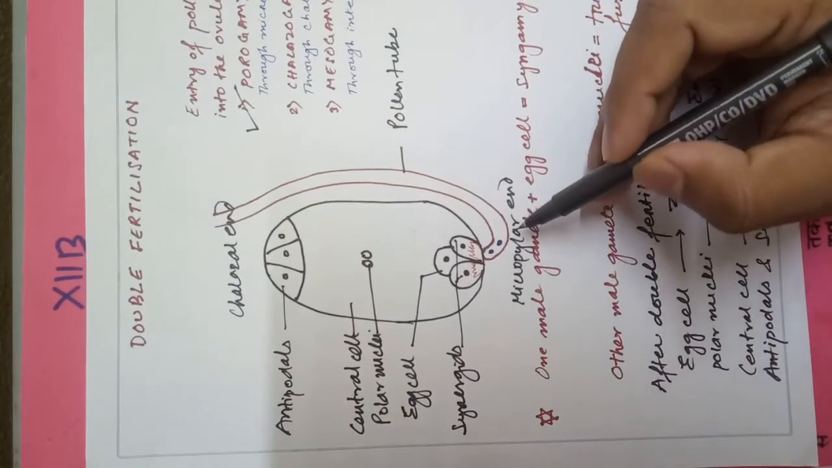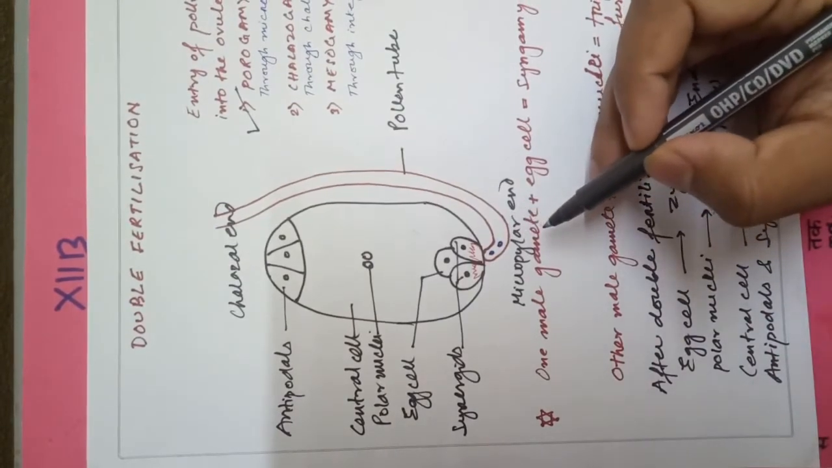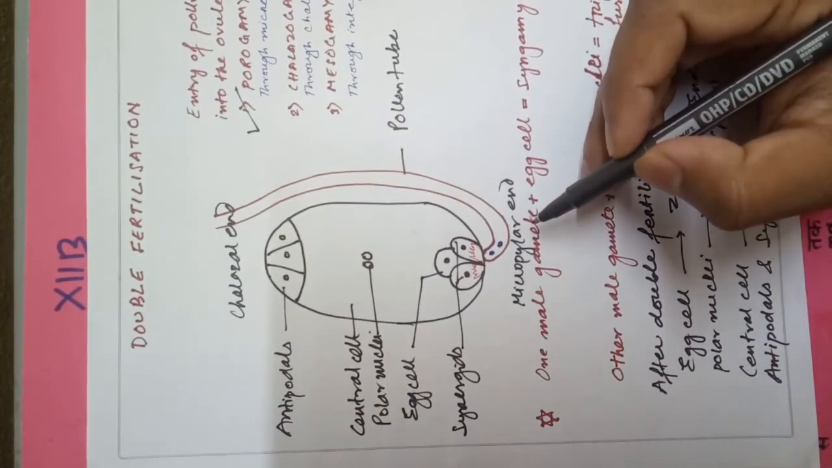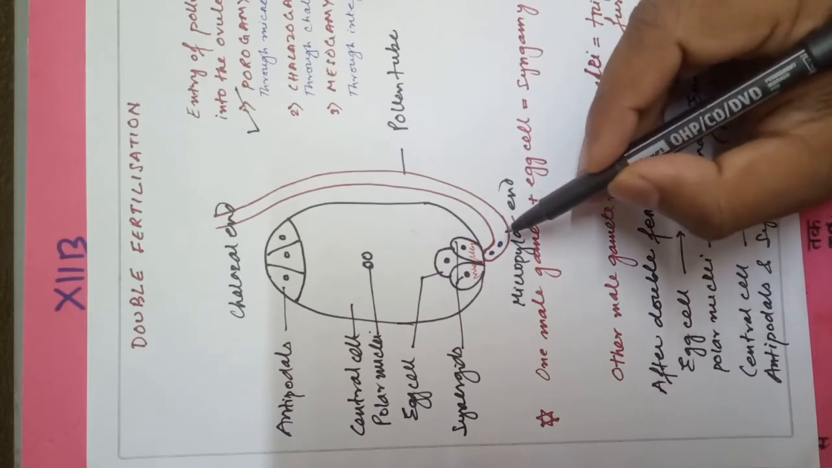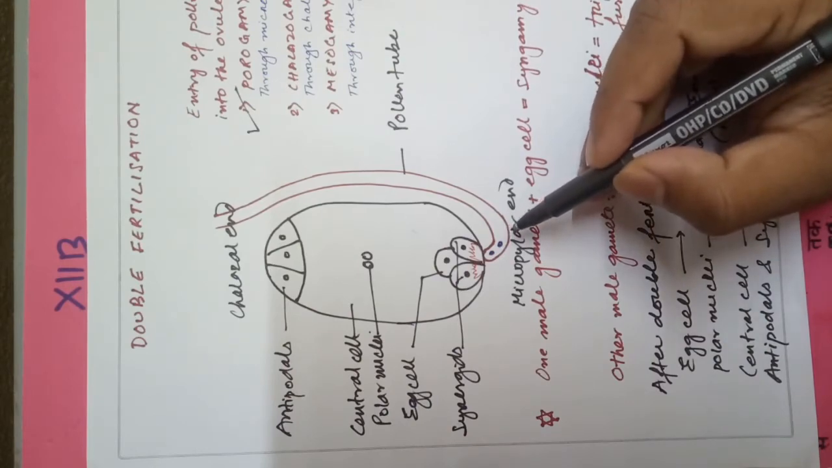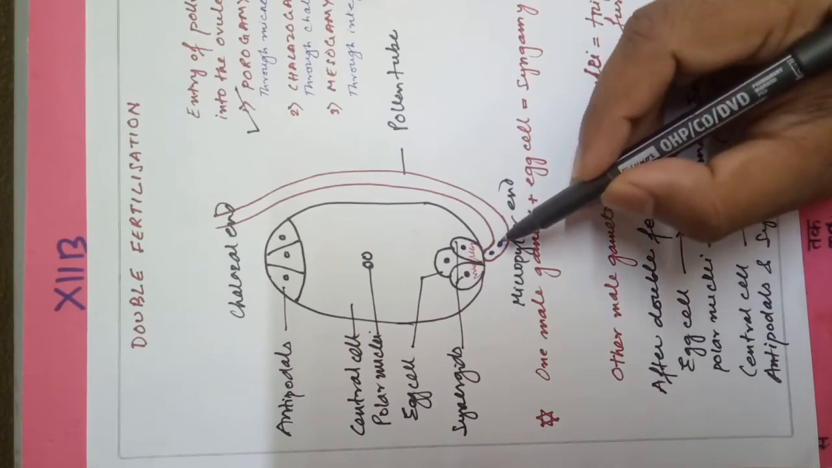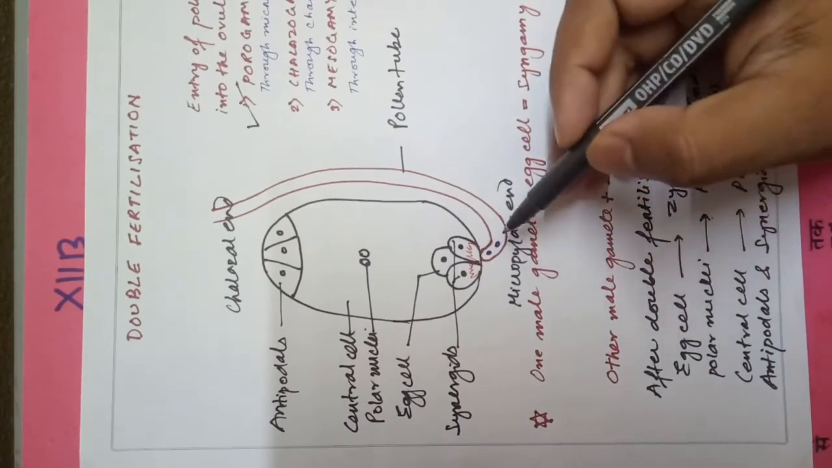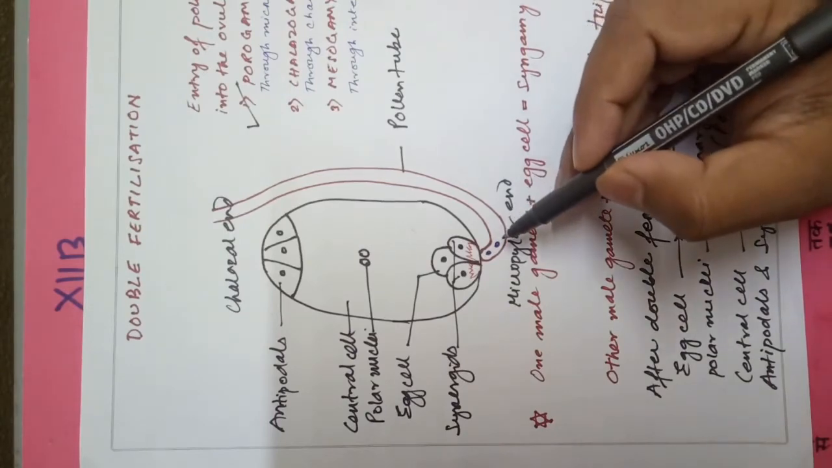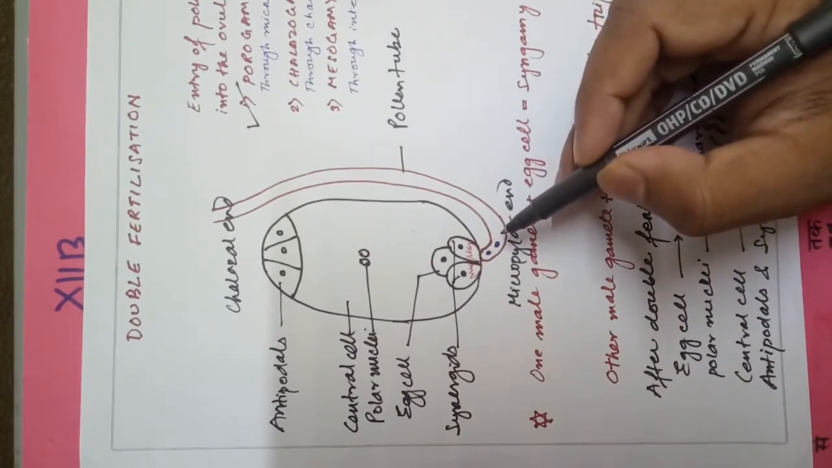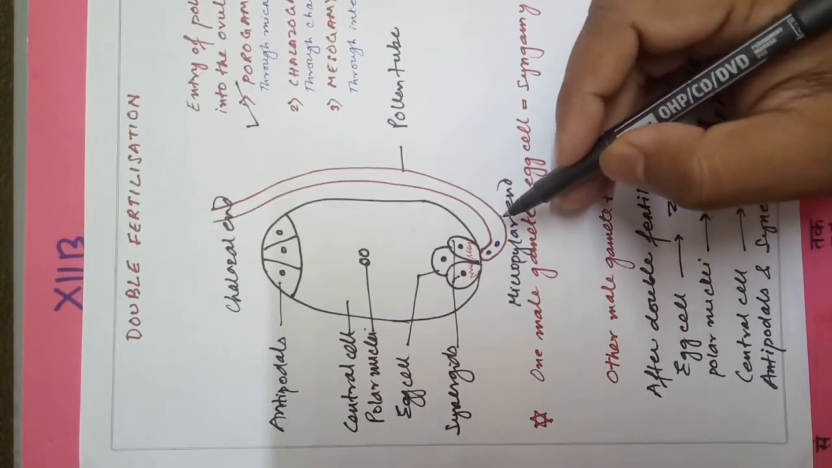At the micropylar end, I have drawn two dots here. What happened to the other dot? That is the vegetative nucleus, or the tube nucleus. Its duty is to guide the male gametes. Once the male gametes reach the micropyle, the tube nucleus degenerates. This is one important question. Now these two male gametes.